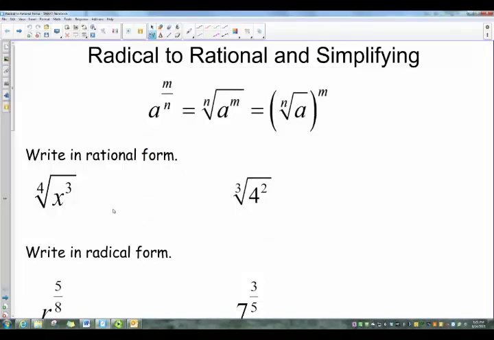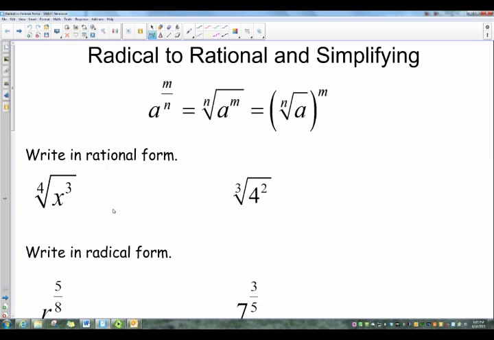Alright guys, in this section we're going to check out radicals and how to change them to rationals, and back and forth, and then simplifying. Okay, so radicals are things with square roots, cube roots, fourth roots, different things like that. Rationals are fractions, so we're looking at exponents that are fractions.